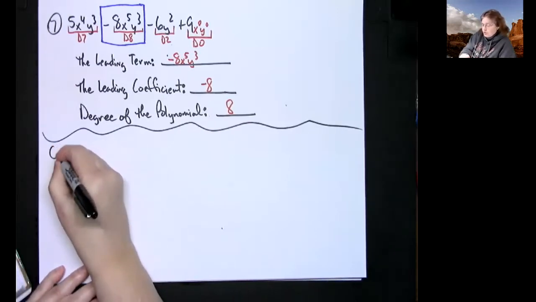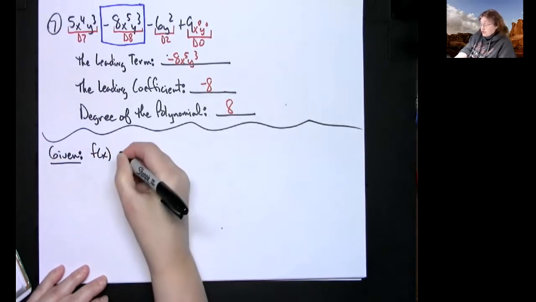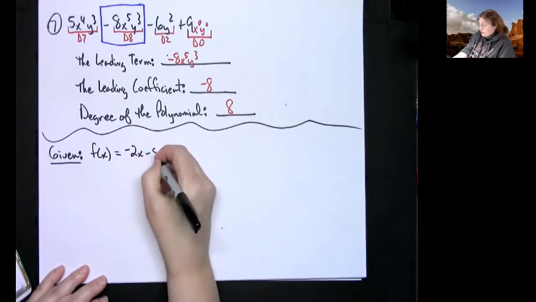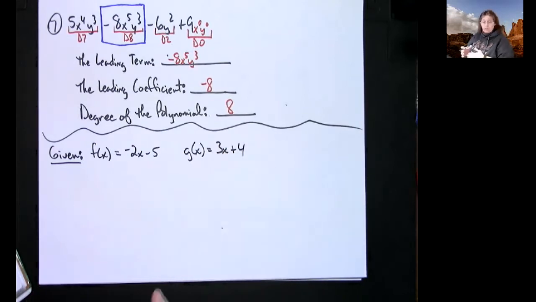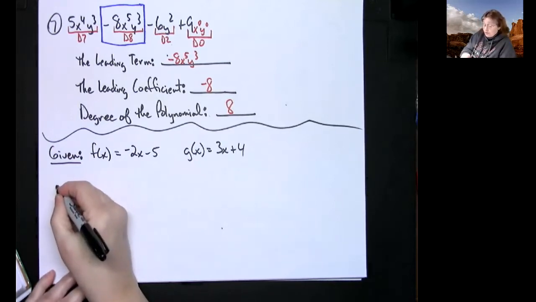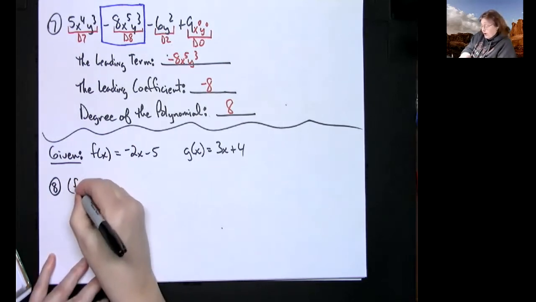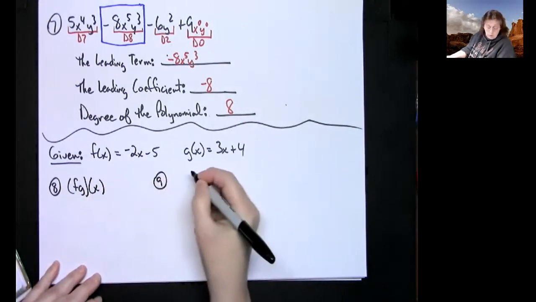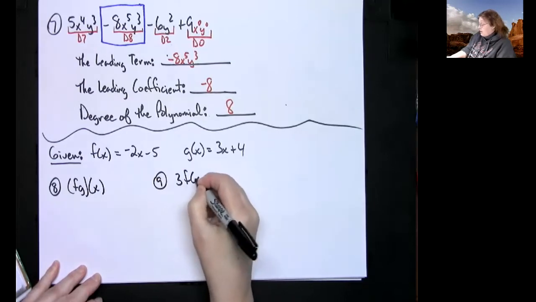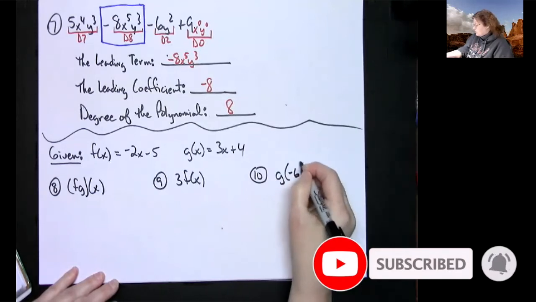So let's suppose you were given a couple of nice little small functions. f of x equals negative 2x minus 5, and g of x is equal to 3x plus 4. Just a couple of functions, one called f, one called g. From that, I should be able to do lots of different problems. We should know what an f and a g squished together means. We should know what a 3 in front of an f of x means. And then we should know what a plain g of negative 6 means.